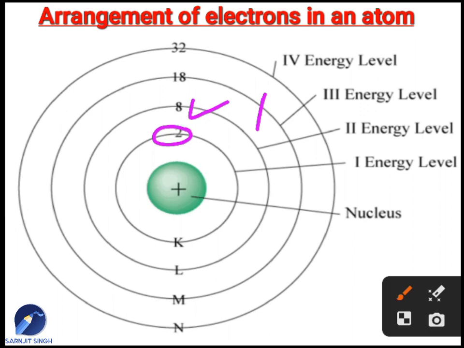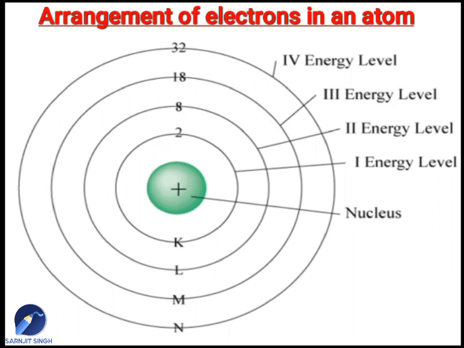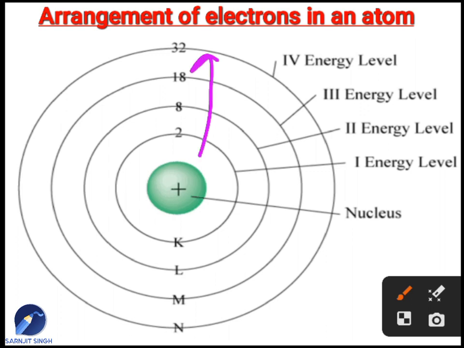So 3 shells are required to fit the 11 electrons. But here the third energy level is the outermost shell. So the maximum capacity of the outermost shell is 8. But if other shells are also there, then the maximum capacity varies accordingly.